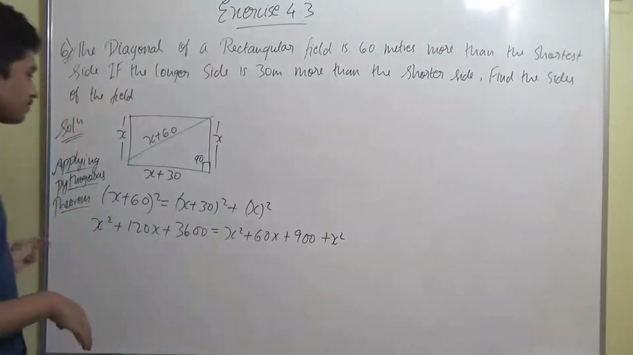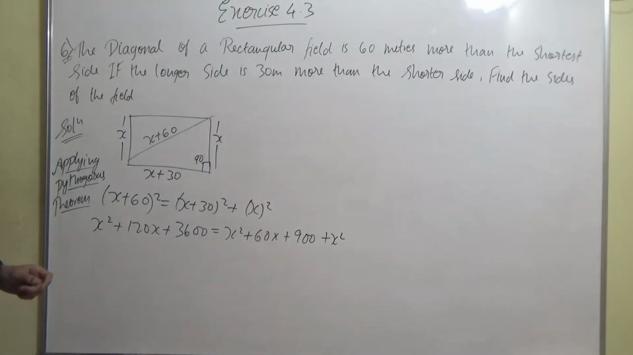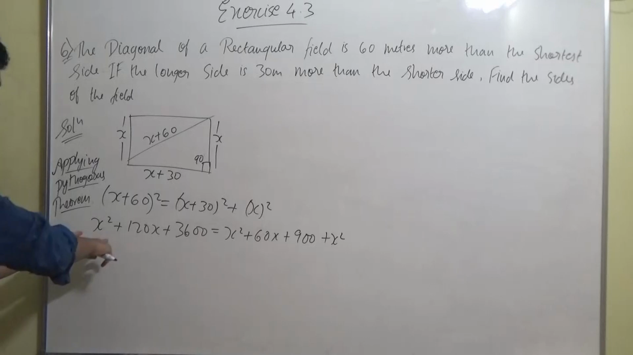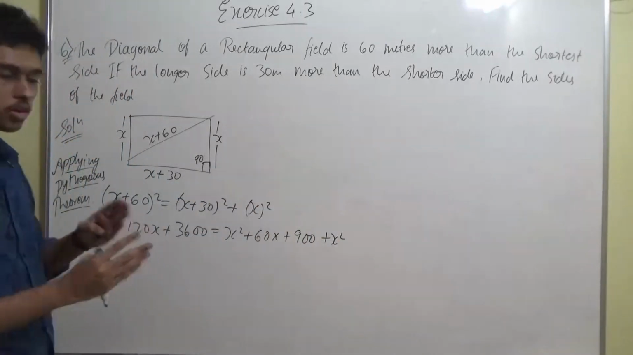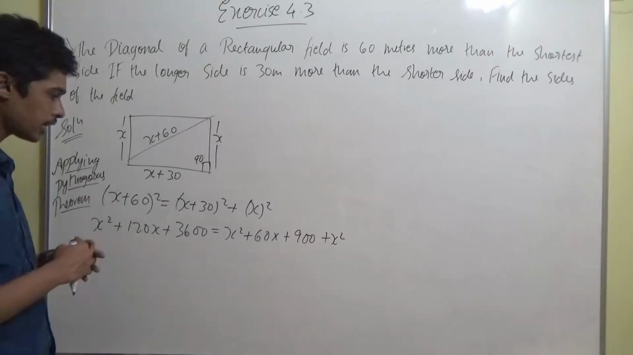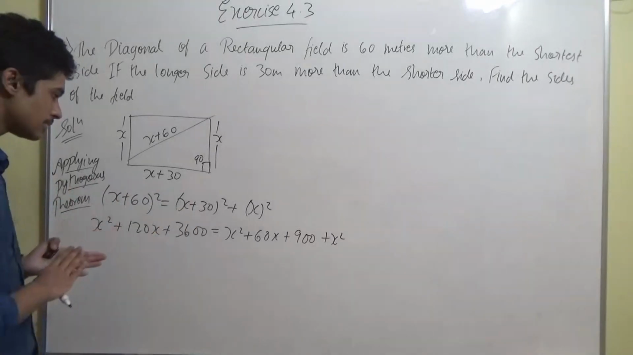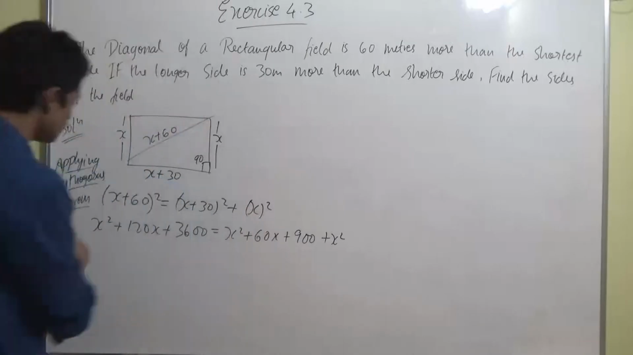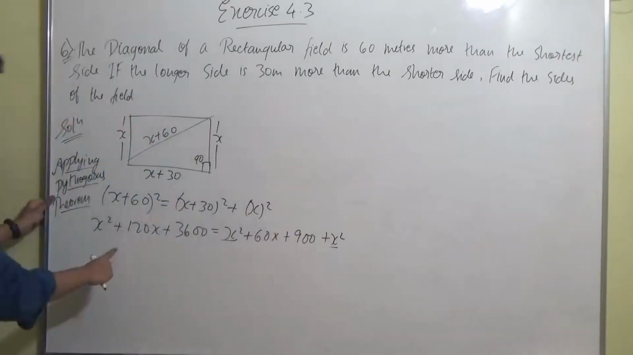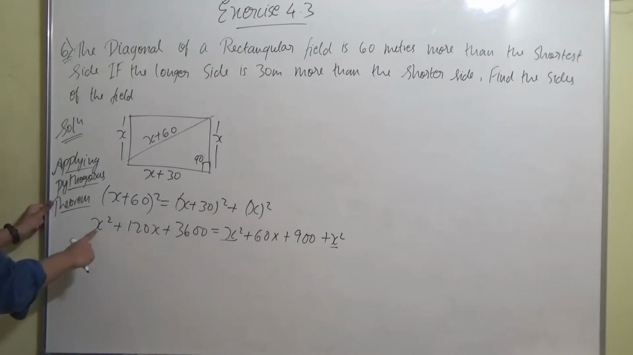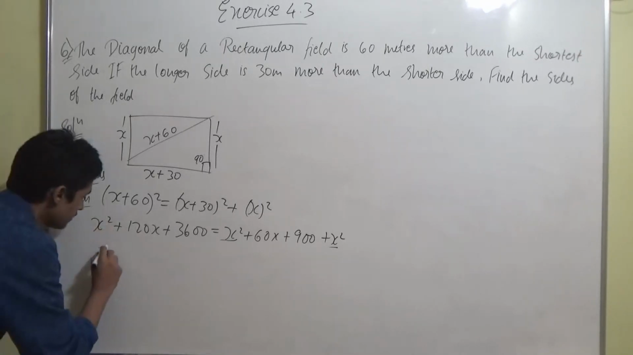Getting it, guys? So now I'll do one more thing. I'll bring this entire term towards the RHS, or else we have to bring all these terms towards the LHS, because we want all the terms on one side. Only then will the quadratic equation be formed, right? So we'll bring all these terms to one side. Here x square plus x square will become 2x square. When it comes here, it will become minus 2x square, so x square minus 2x square will become minus x square.